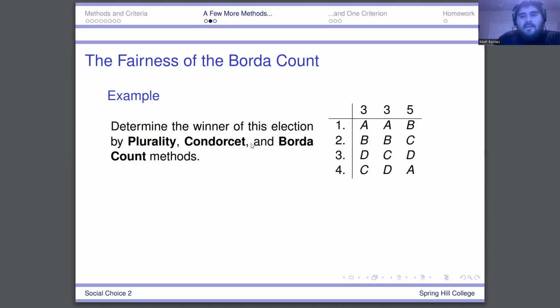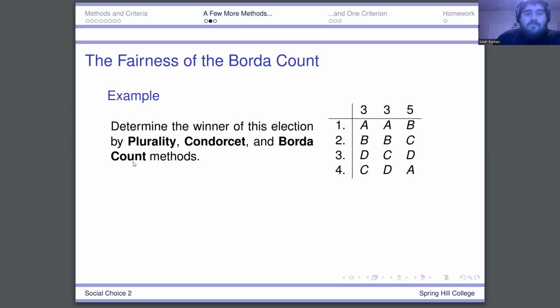With Condorcet, A actually wins as well. You can see this if you look at the first 2 columns. A is going to beat out everything here. That's 6 total votes. And then everything is going to beat A over here, but that's only 5 total votes. So A is going to win all of its head-to-head matchups. So it's definitely going to win Condorcet.